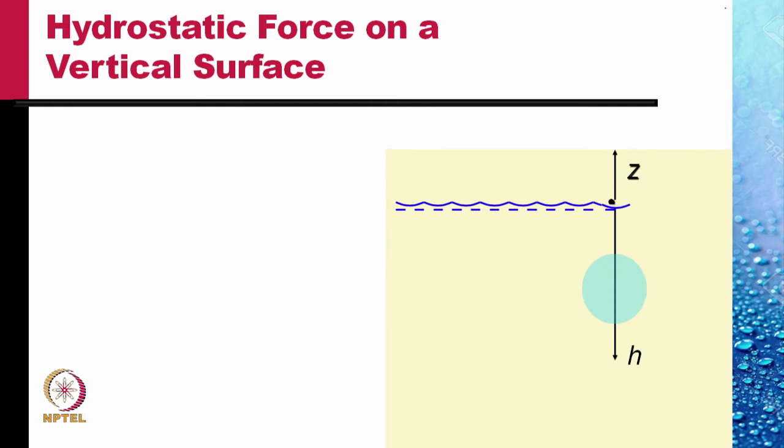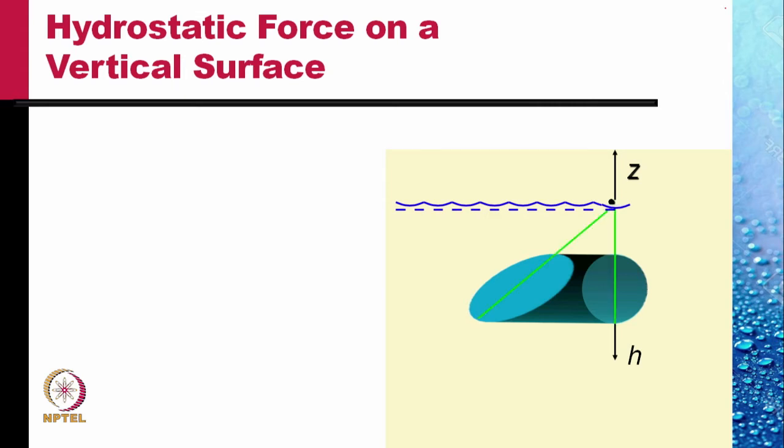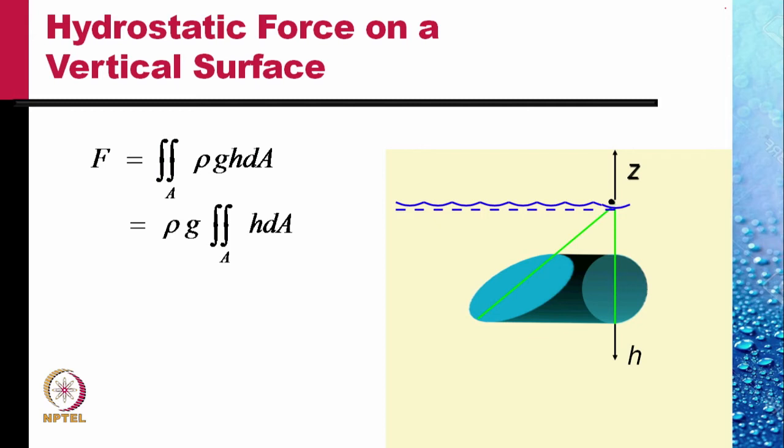Let us consider another geometry, a circular plate. The pressure prism on the circular plate would look like this. This is the hydrostatic pressure variation, and the force would be the integral of rho g h times dA over the whole area A, which is rho g times the integral of h dA. Integral h dA can be written as the depth of the centroid hc times the area of the plate A.